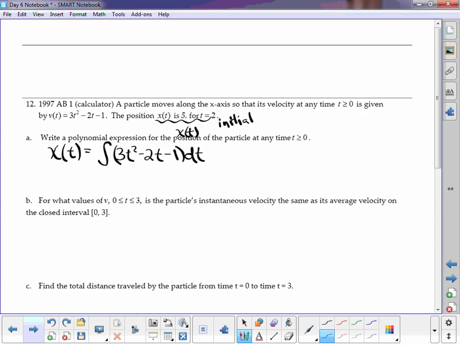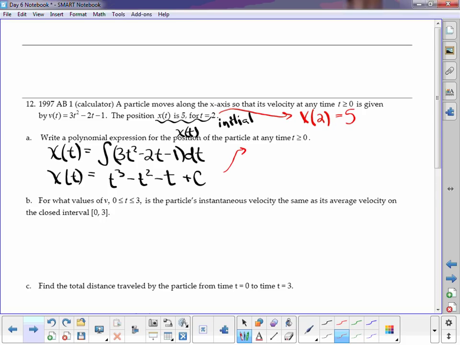This is kind of what we were just doing before. The antiderivative would give me t cubed minus t squared minus t, plus C. But we have actual information given for my initial condition. So let's use that and solve for C. I'm going to rewrite this in function notation. X of 2 is 5.